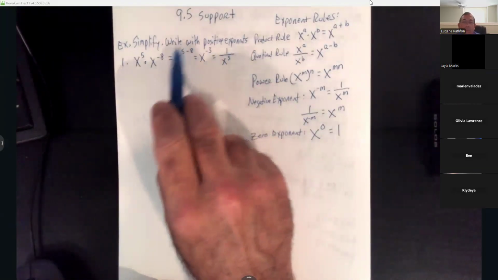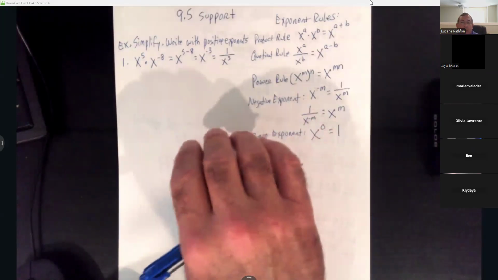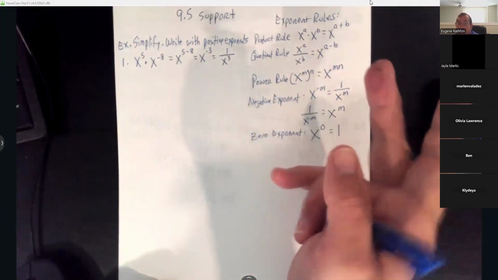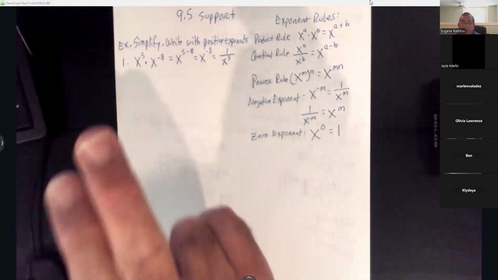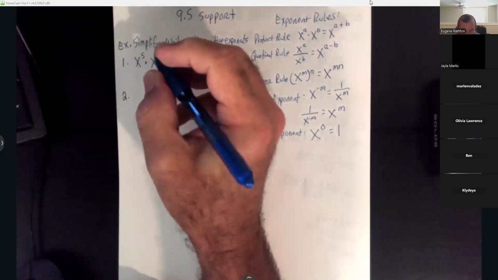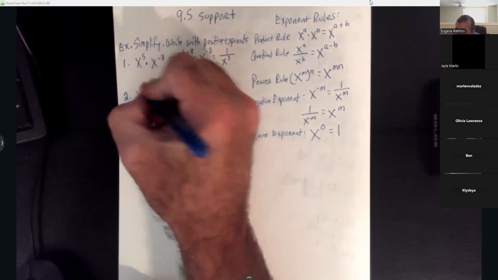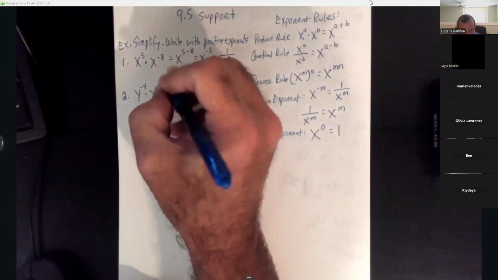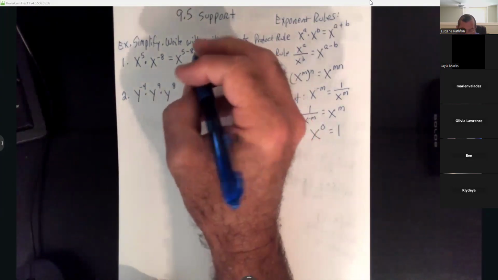Okay, y'all, so hopefully this is bringing back memories from transitional algebra or intermediate algebra, whatever you've taken. But you got to make the exponents positive for these final answers. All right, y'all, look here. Y to the negative 4th times y to the 9th times y to the 8th.